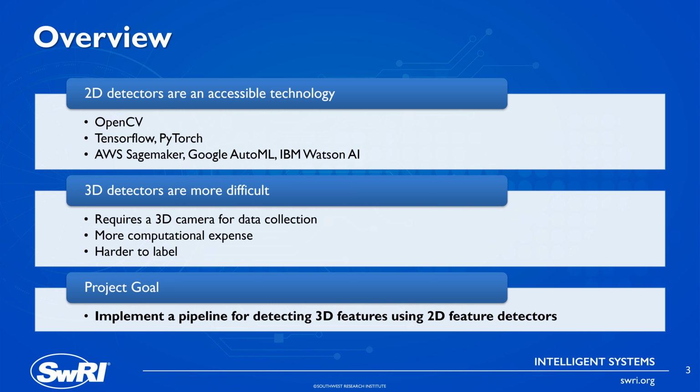Therefore, the project goal was to implement a pipeline for detecting 3D features using 2D feature detectors that fits into our existing ROS-Industrial ecosystem.